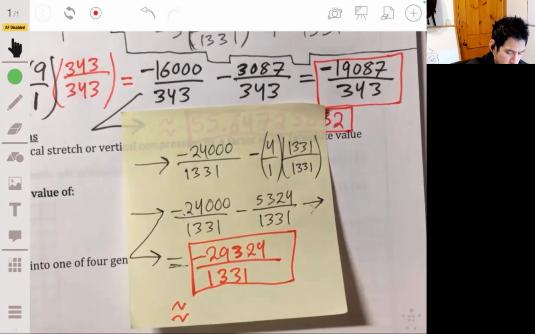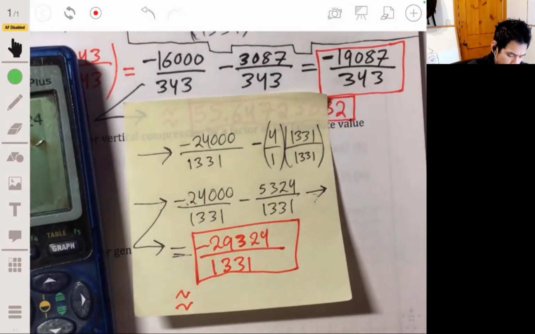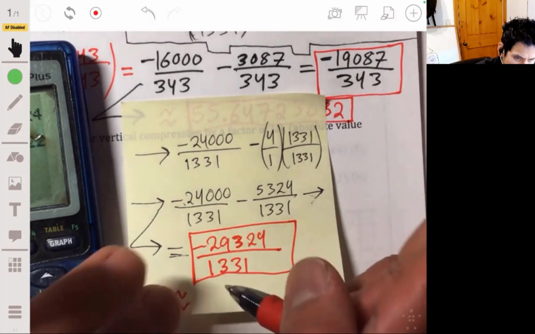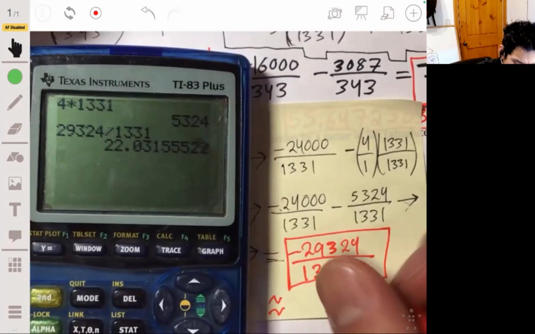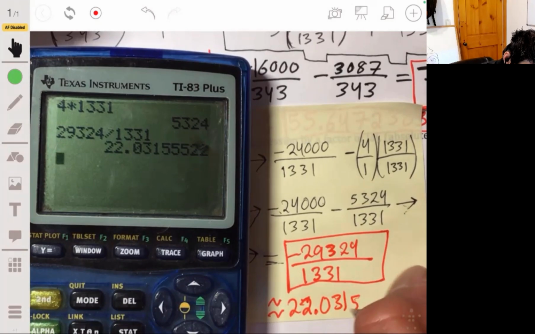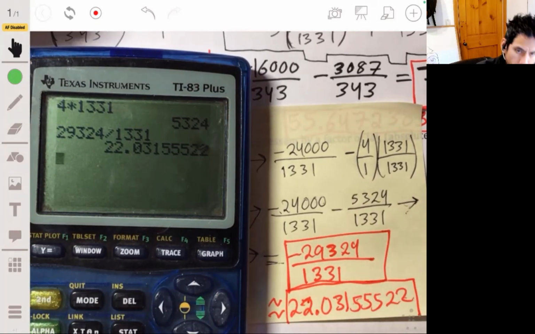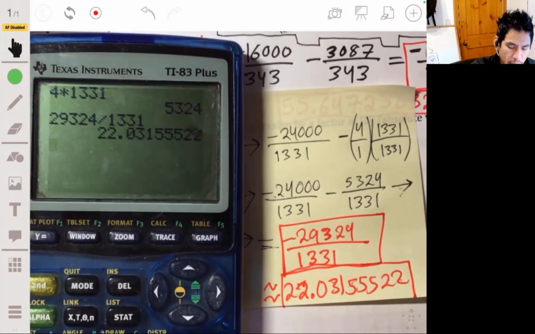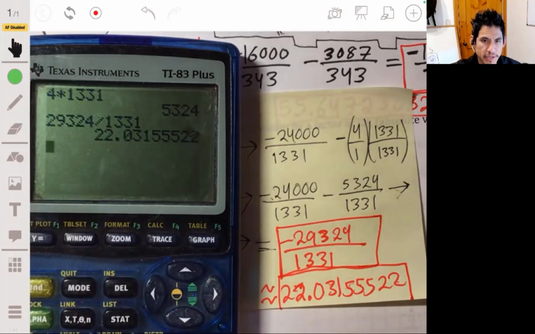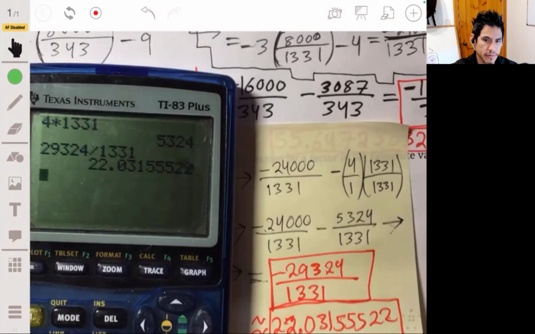And a decimal approximation will have to be 29,324 divided by 1331. Obviously, it'll be 22.0315552. Cool. Nice. See how much better you feel about yourself when you're able to do these cool calculations?